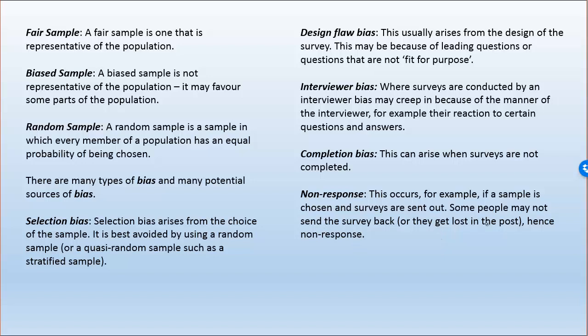Non-response. This occurs, for example, if a sample is chosen and surveys are sent out. Some people may not send the survey back, or they get lost in the post. Hence, non-response. And so this could be a source of bias, even if the original sample was representative, because certain people don't send back. And the sort of people who tend not to send back are people who actually don't have strong feelings about a particular issue, or people are less likely to respond if they're positive about something than if they feel negative about something. When they feel negative about it, they're very likely to respond.